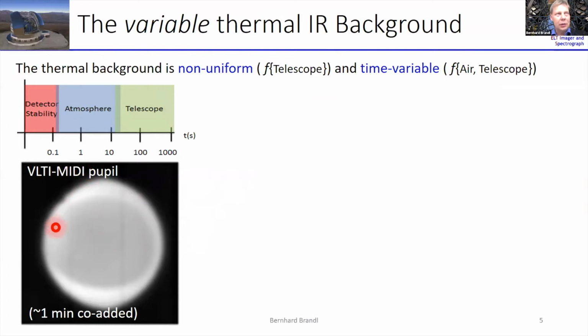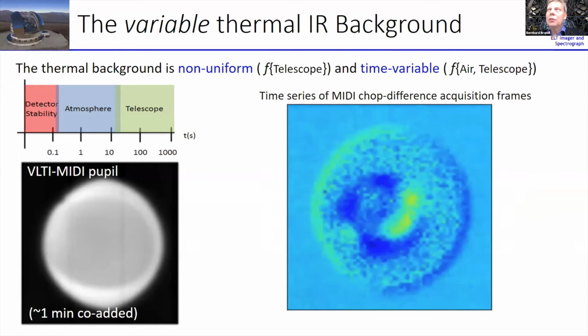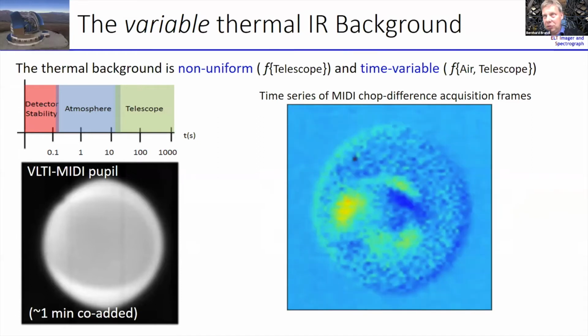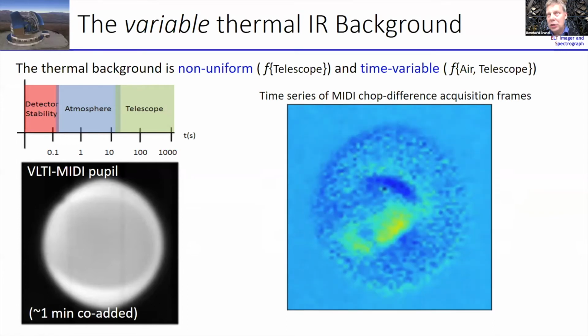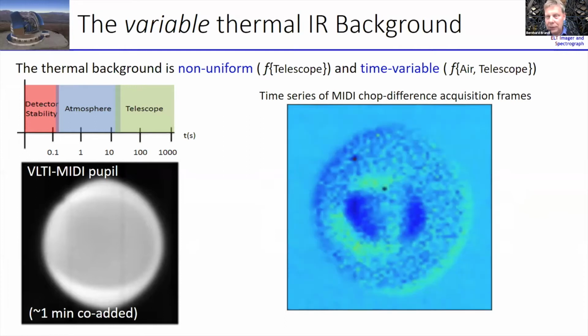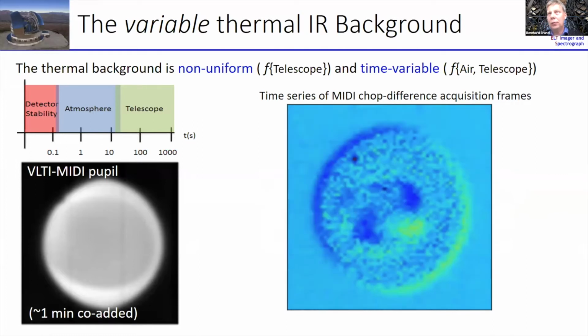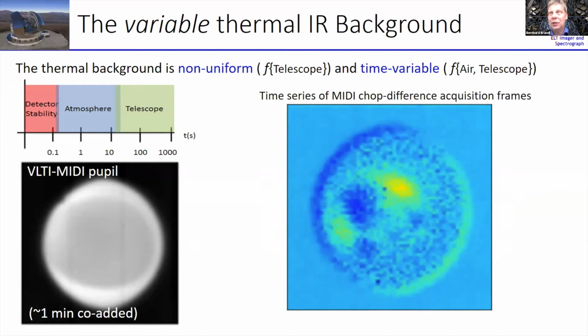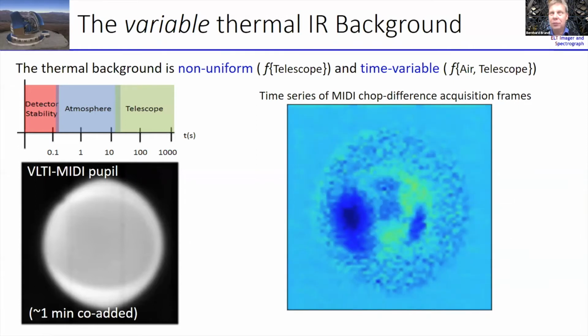Here is a 1 minute total exposure of the VLTI MIDI pupil. But I also have a movie for you, and I think I need to deactivate the laser pointer to get it started. So here you see a time series of MIDI chopped difference frames. So it's the chop difference already. And the point here is, of course, that the emission is A, not uniform, and B, highly time variable. And if you add up all the images by just co-adding things, then of course you also add up more noise possibly than you would like to have, and these are things we have to do.